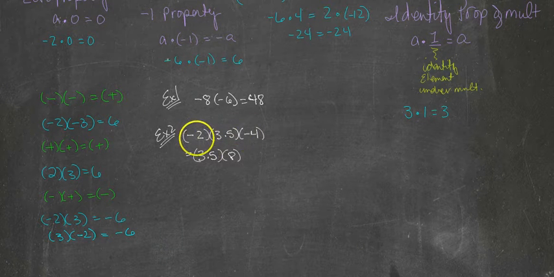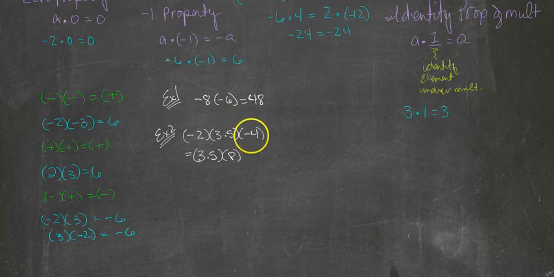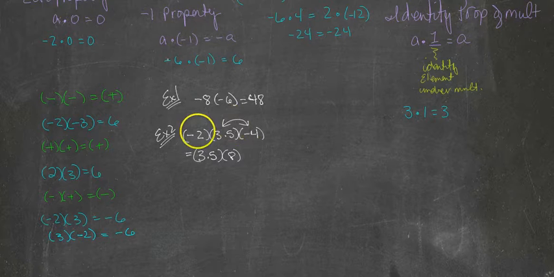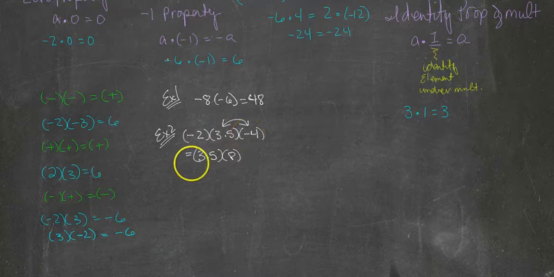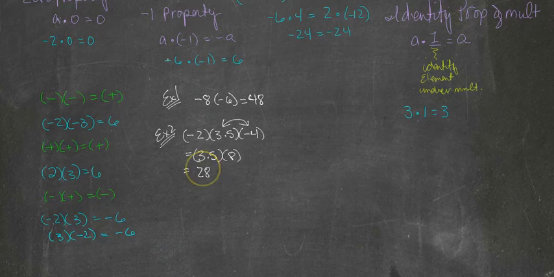I didn't want to multiply 2 times 3.5 and then multiply that by 4, so I took my integers, I just switched these two around. That's the commutative property. Did my -2 times -4 to get a positive 8, and now if I do the arithmetic, I get 28. All right, so example 3.